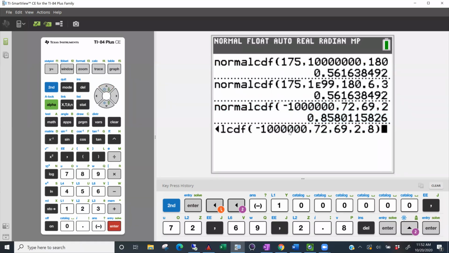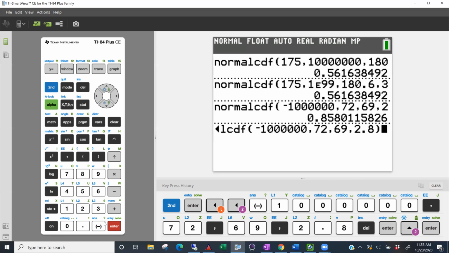So normal CDF of a really big negative number, 72, comma, 69, comma, 2.8. So I have a question. Can we type in like 1 million? Is it because I'm not doing that as a negative? Oh, if you're getting an error when you try and type it in, you might be trying to use the subtraction sign to type in a negative 1 million instead of the opposite sign. If you use the subtraction sign, it's going to balk at you. It's not going to like that.